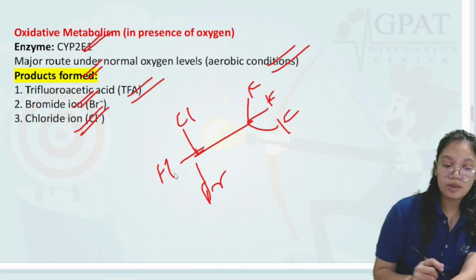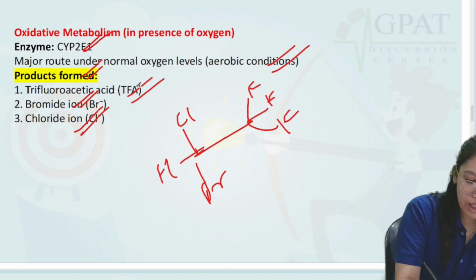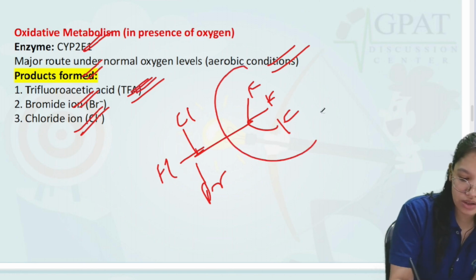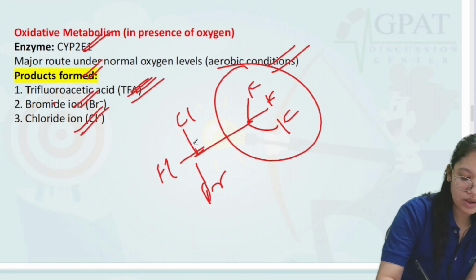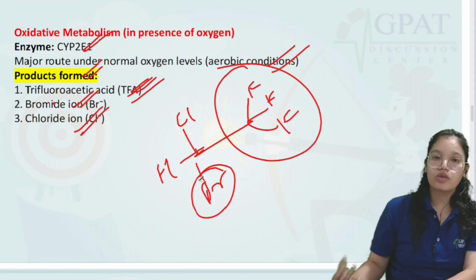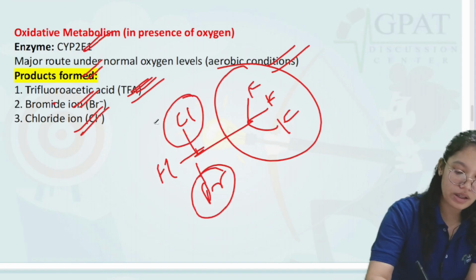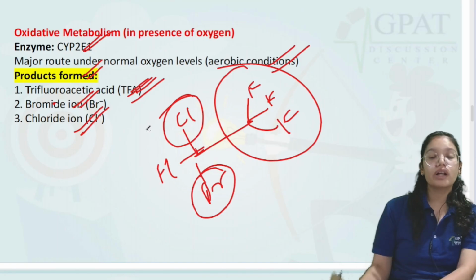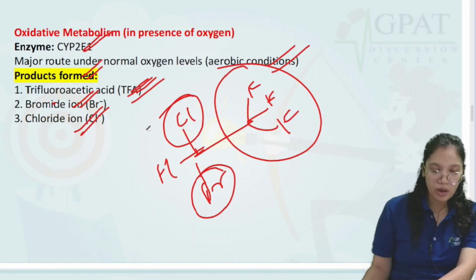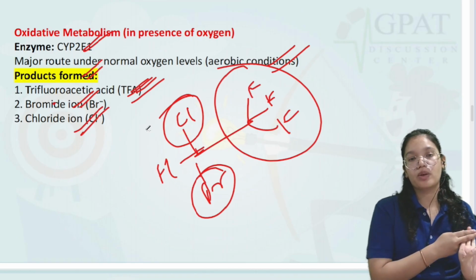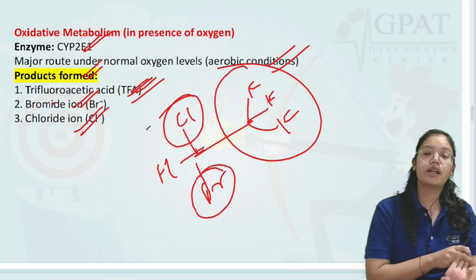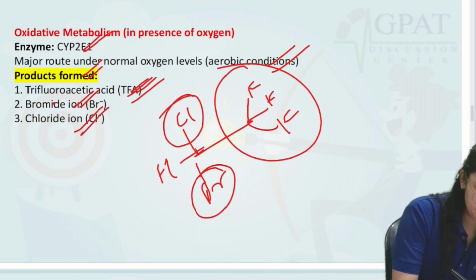On oxidation we get trifluoroacetic acid, so this trifluoro is removed. Then we get a bromide. This bromide is also one of the metabolic products, and this chlorine, this is also the chloride ion, that is also one of the metabolic products. So these are the three major metabolic products that we get during the metabolism of halothane.